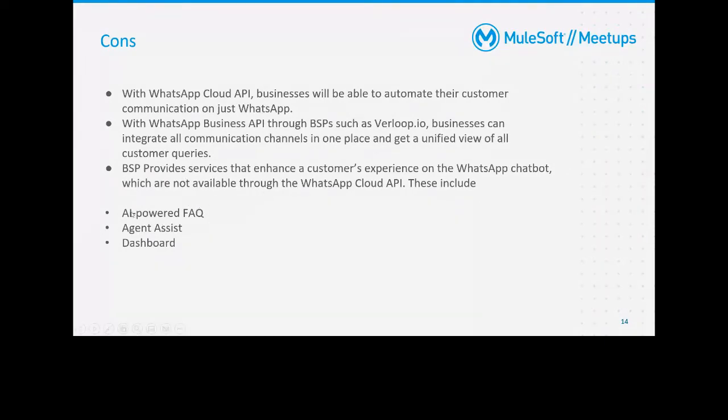So now these are some of the services that are provided by these business service providers, like AI-powered FAQ. Basically, they have encapsulated AI in their platform. So for all those questions you are going to ask, they have data already, so they may be able to answer you exactly what you need. And agent assist and dashboard. Basically, they provide you a single pane of dashboard, so you can see all these things.